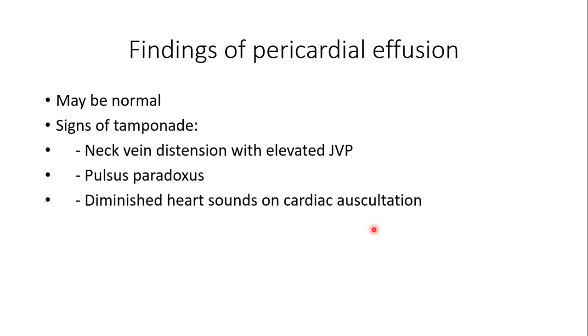Okay, then the findings of pericardial effusion may be normal, particularly when you have a mild effusion. For those who tend to have a collapse of the right ventricle or the right atrium, signs of tamponade will tend to be obvious, where they tend to have neck vein distension with elevated JVP, pulsus paradoxus, which is defined as a reduction in systolic blood pressure during inspiration of more than 10 millimeters of mercury, which can also be present in a number of other conditions, which we mentioned in passing. And there's diminished heart sound on cardiac auscultation.